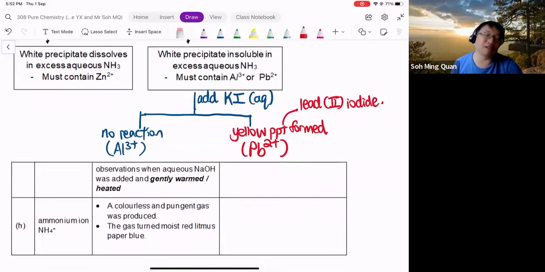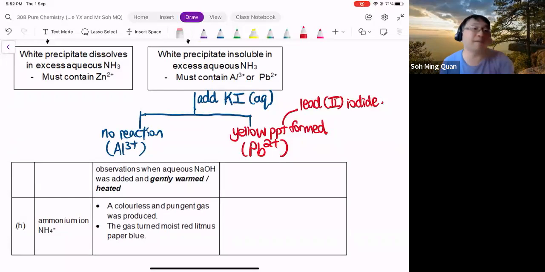Ammonium. Now, ammonium is a commonly forgotten cation. It's positive, okay? Ammonium is a positive ion, so it's a cation. NH4+. The charge is +1. Now, how do you test for ammonium ion? You have actually learned this under acids and bases. You have learned that base plus ammonium compound will give you ammonia gas. So we make full use of that.